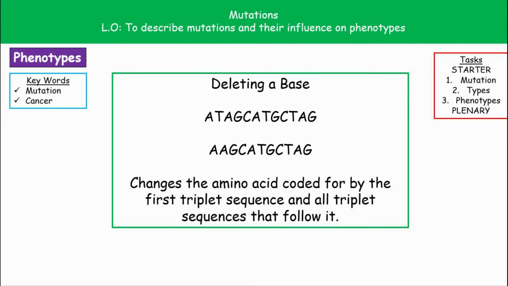Third one is where we delete a base. So again, we're looking at that T. So we've deleted the T, and that again means we've not only changed that first triplet, but we've changed all of the triplet sequences that follow it. So either adding or deleting a base changes every triplet codon past that point in the sequence, whereas our substitution of a single base just changes an individual codon.